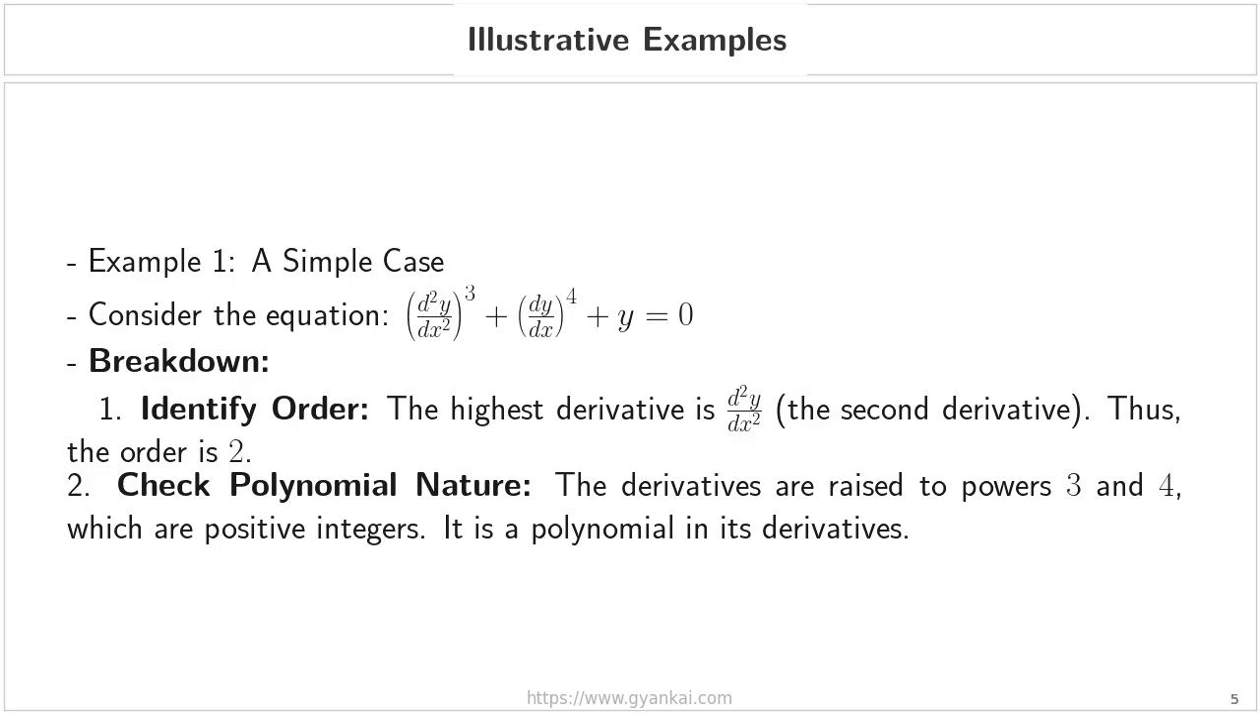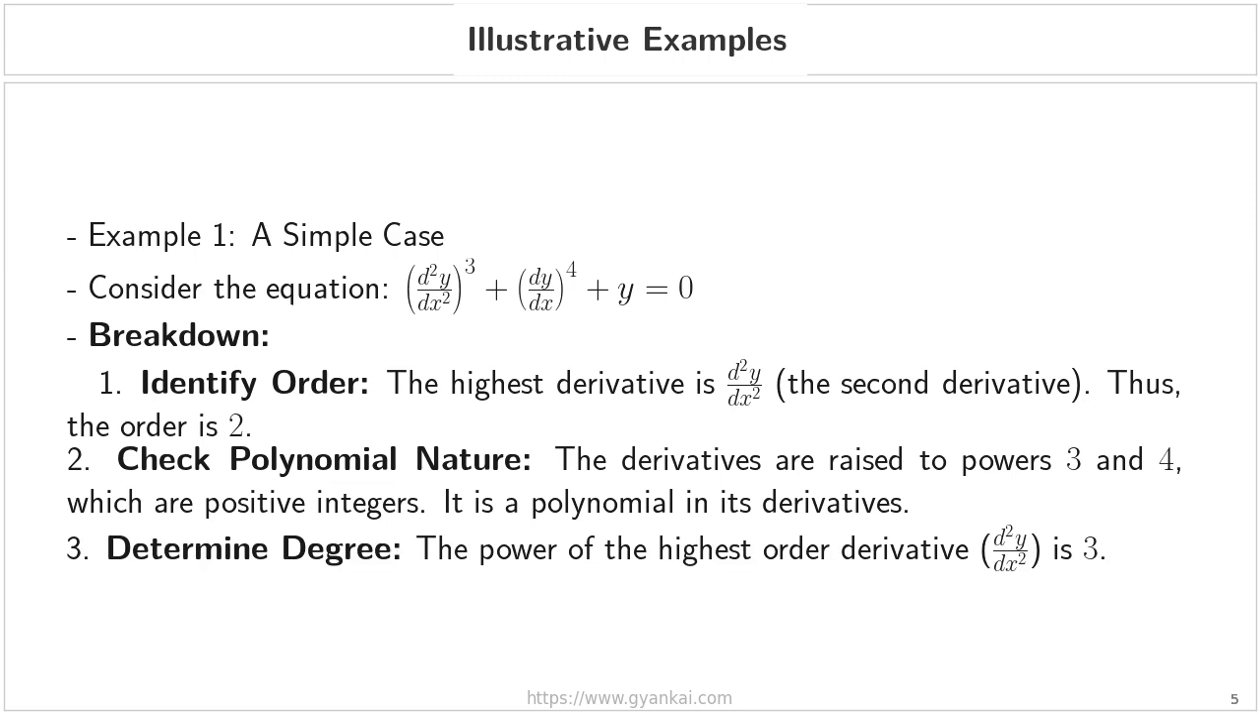Next, we must check the polynomial nature of the equation. As we learned in the previous slide, we need to ensure no derivatives are trapped inside functions like sine or logarithm, and no fractional powers are present. In this case, our derivatives are raised to the powers of 3 and 4, which are both positive and integers. Therefore, the equation is indeed a polynomial in its derivatives.